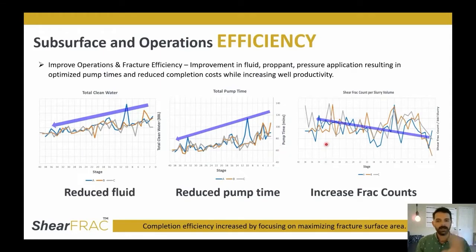So the ultimate goal in every single stage has to be to maximize production. So everything should be done to improve the fracture count, shear fractures here, which is improving fracture surface area. But in addition to that, we consistently observe these ancillary benefits of reducing the amount of fluid we use and hence reducing pump time. So on this particular example, the operator reduced fluid by more than 10% per stage, which, when you work out those calculations, saved up to $100,000 on this well. So those operational efficiencies come as a bonus.